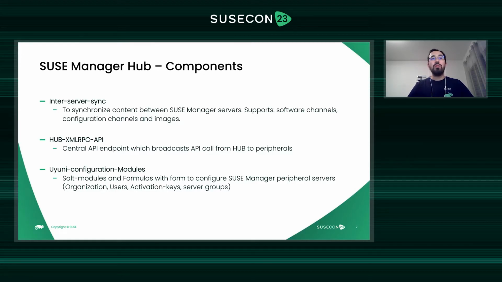The last component is the unit configuration modules. These are a set of Salt modules and formulas with forms, which can be installed in the hub server and allow you to configure the SUSE Manager peripheral servers in a coherent way. With these modules and formulas with forms, you can configure, for example, organizations, users, activation keys, and even system groups. In the same way, you also make sure that all the same information is present in all the peripherals in a consistent way.